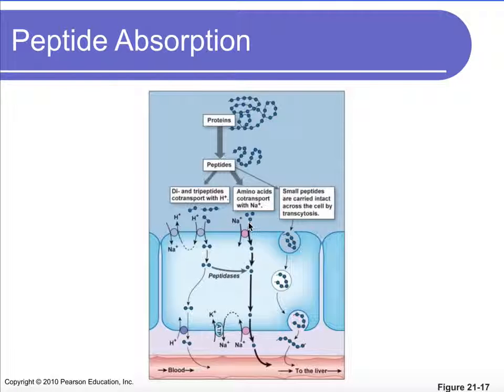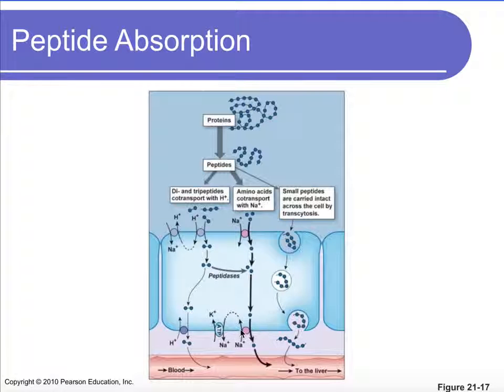So these are individual amino acids. This is how they get absorbed. They will come in with sodium on the apical side, and on the basolateral side, they will go out by exchanging with sodium. So for single amino acids, think sodium. It will come into the cell with sodium, and then on the other side, it will exchange with sodium.